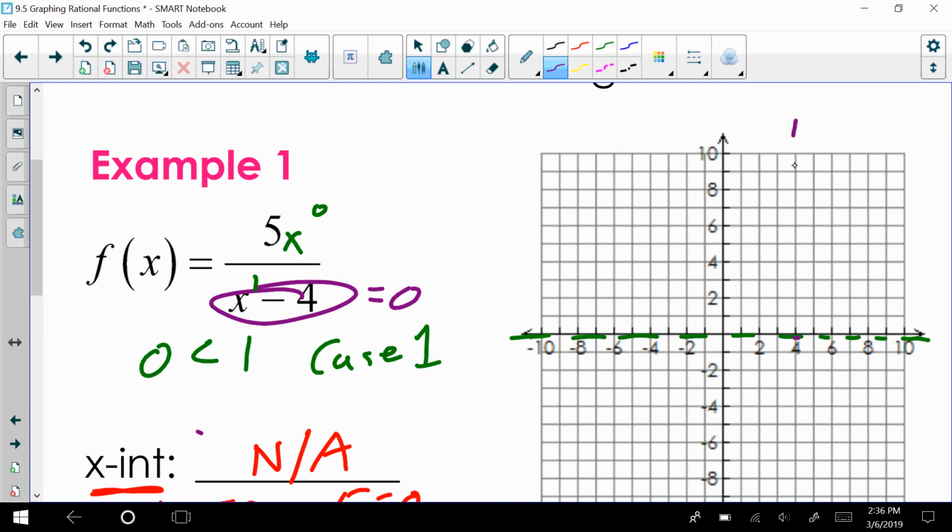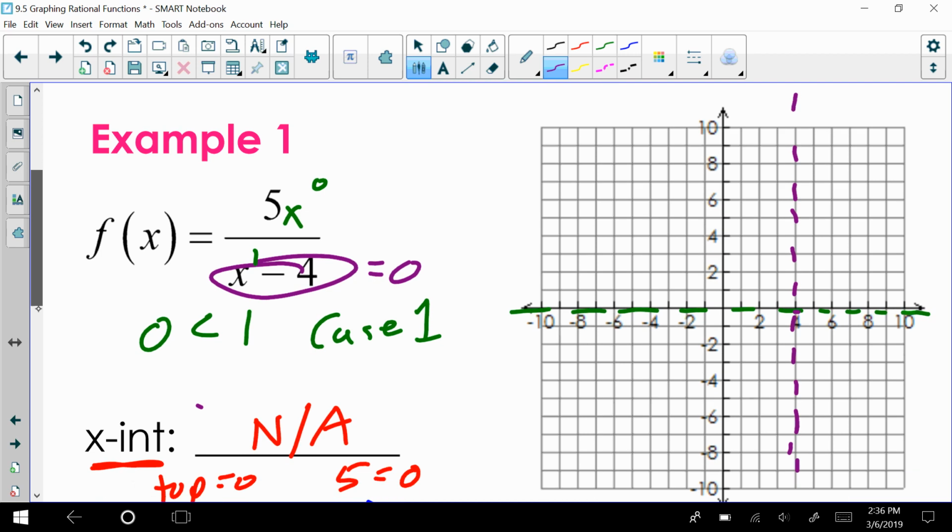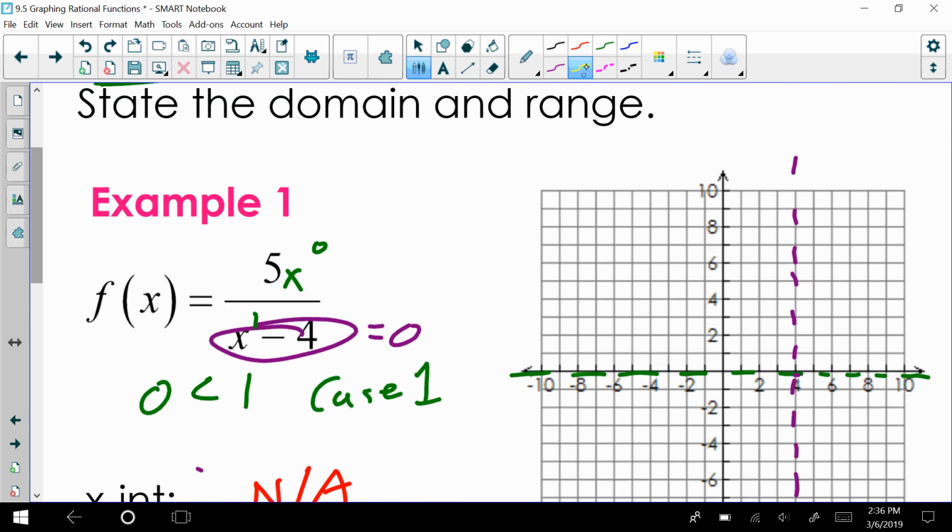So I do my best to draw free-handed, right? Straight lines here. And there's my vertical asymptote. Okay, and what happened here was when you're looking over here at the graph, you can kind of see that the vertical asymptote cuts it, and it creates a left side and a right side.